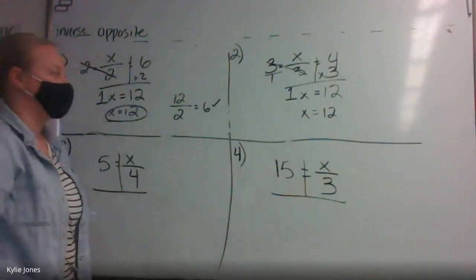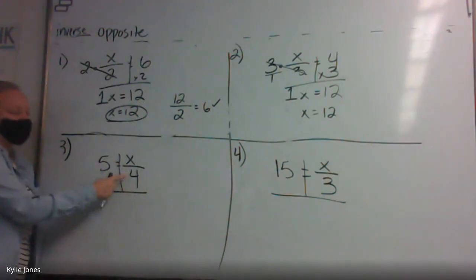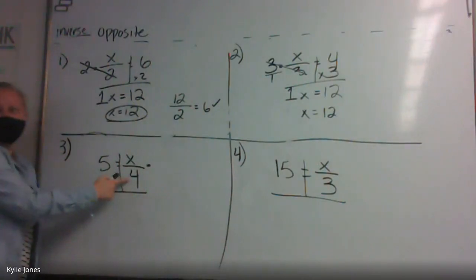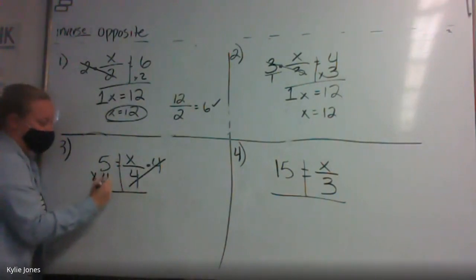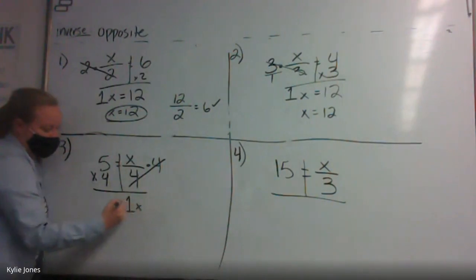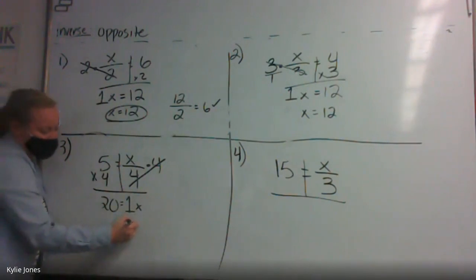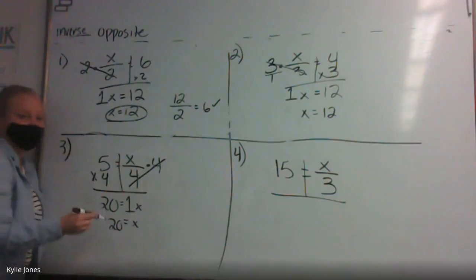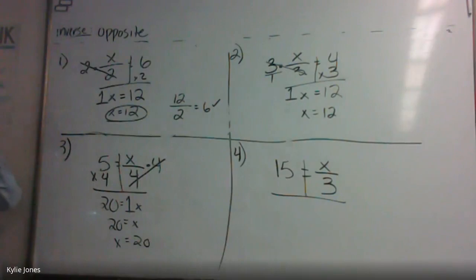Yep. Okay. Our next one, we have 5 equals x divided by 4. What's the opposite of dividing by 4? Multiplying by 4. 4 divided by 4 is 1x equals 20. Also can be written as 20 equals x, or you can flip it, Alex, turn around, and get x equals 20.